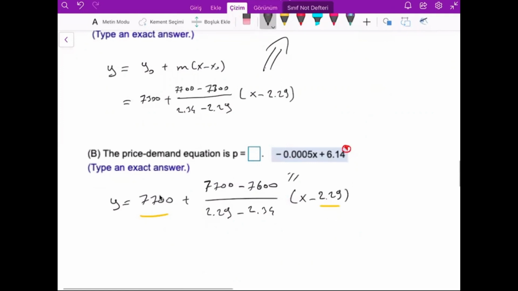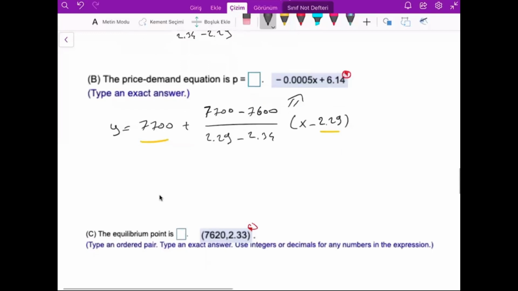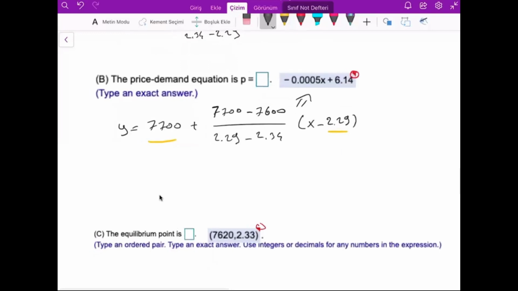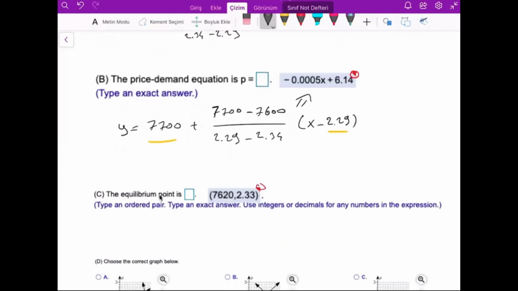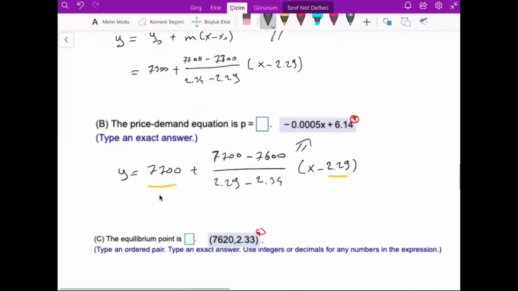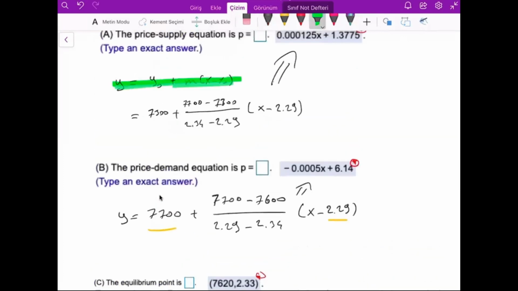So from here, if you rearrange, you will find this equation. Is there any problem with how you can write the line equation? This is very important. If you know two points, by using these two points, you can write it. We use that formula. This is a very important formula for us.